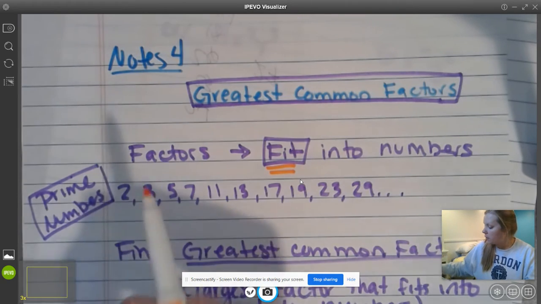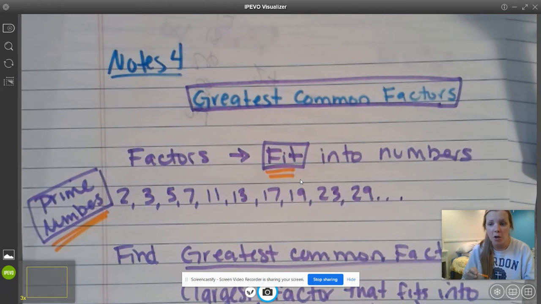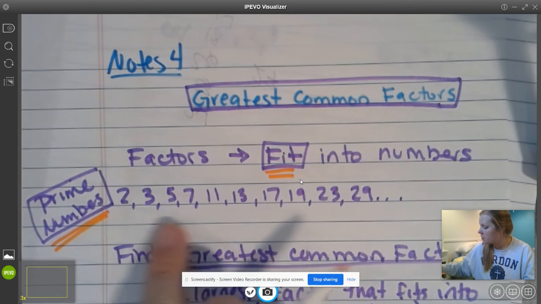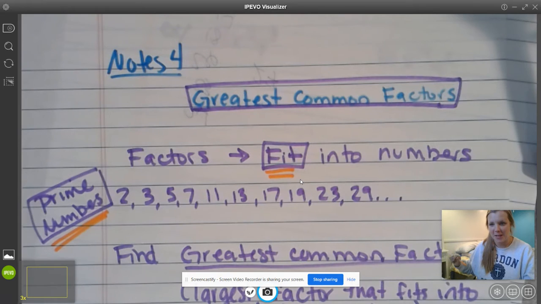When we're working with our greatest common factors, we have to know what the prime numbers are because those are the smallest, they're factors that can't be broken down anymore. And so this is just a list of prime numbers for you to have to reference if needed. I'm pausing so that you can write them down.